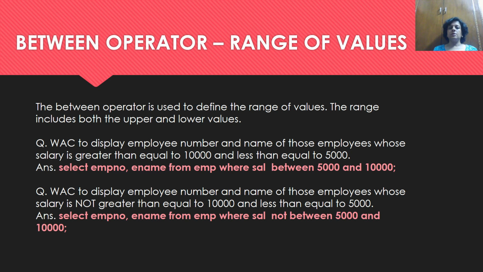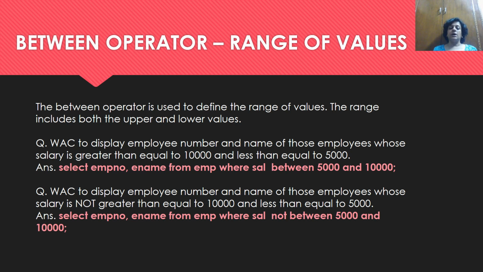Between operator. It is used to define the range of values. The range includes both the upper and the lower value. Now, to give a command to display employee number and name of those employees whose salary is greater than or equal to 5000 and less than or equal to 10,000, the command would be select empno, ename from M where sal between 5000 and 10,000.